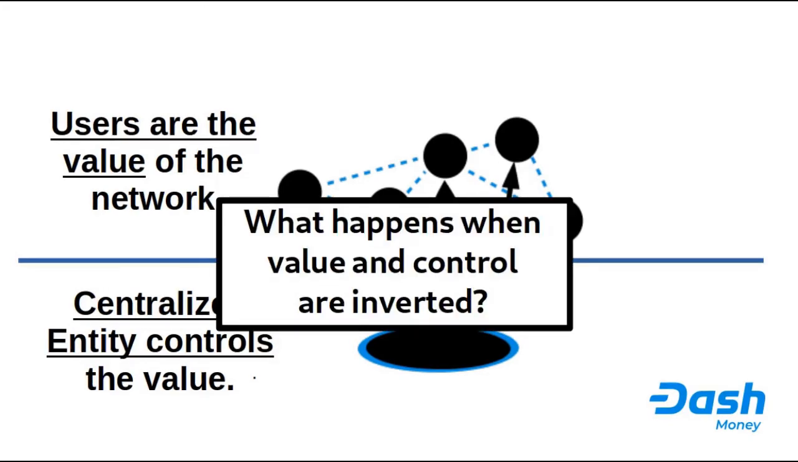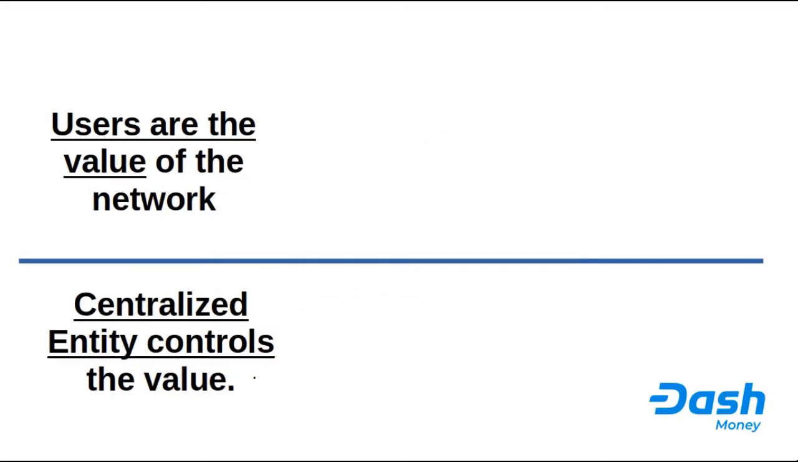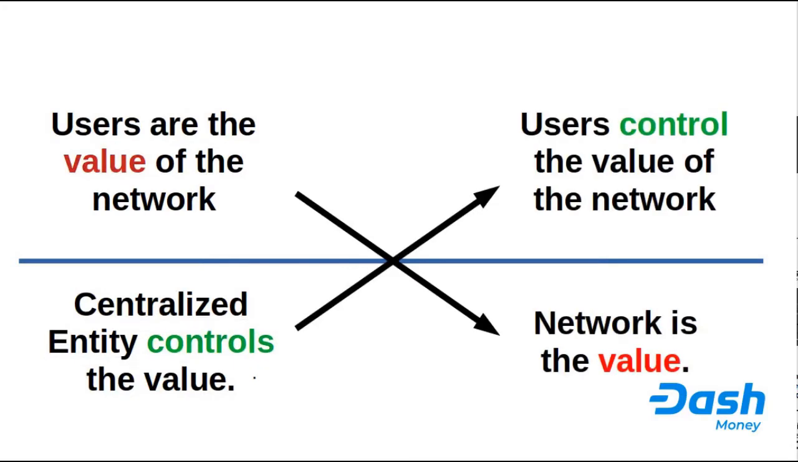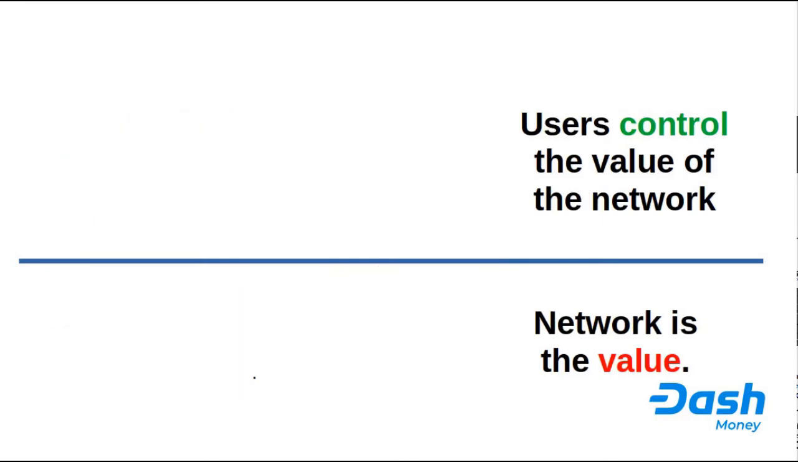So what happens when the value and the control are inverted? What I mean is, instead of the users being the value and the centralized entity having control, the control and the value switch sides in our two network abstract. Now, during this, the users have control of the value and the network is the value, and there's no longer any centralized entity.